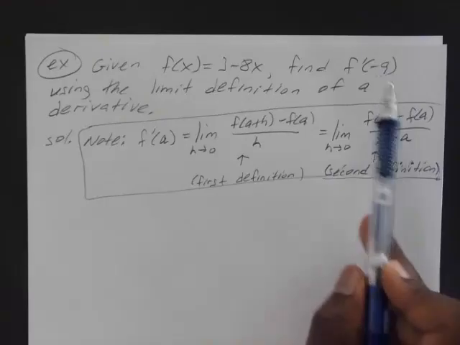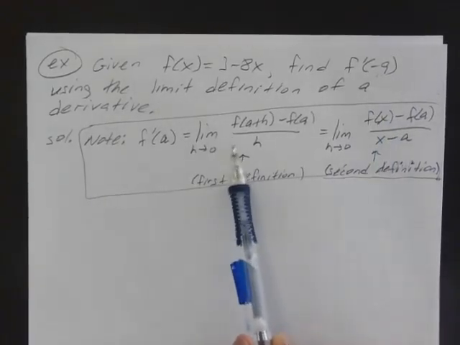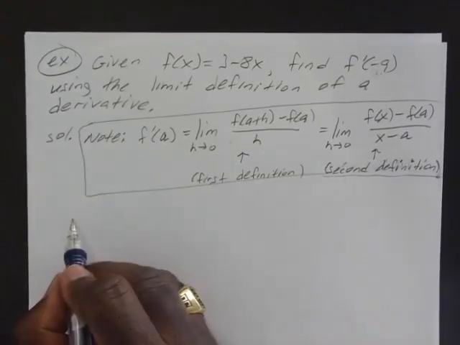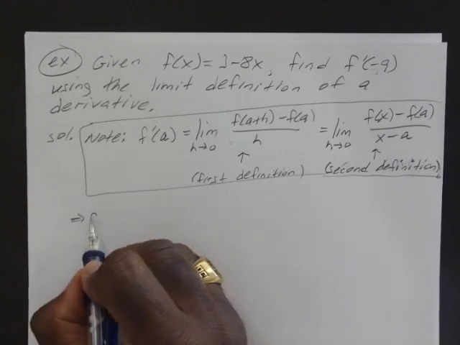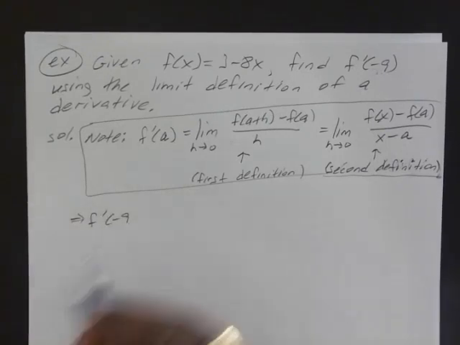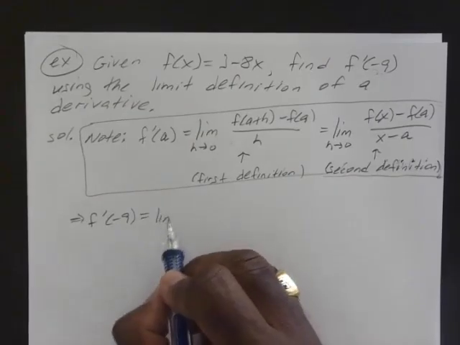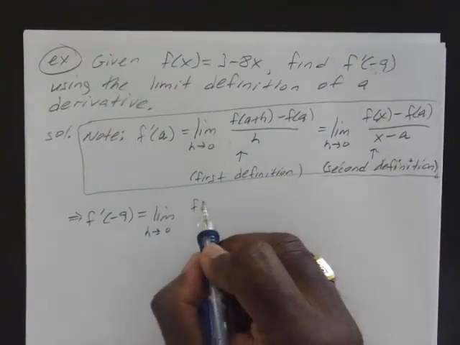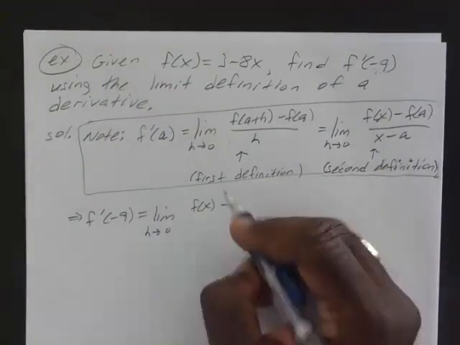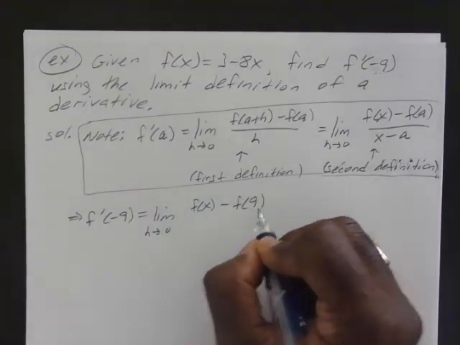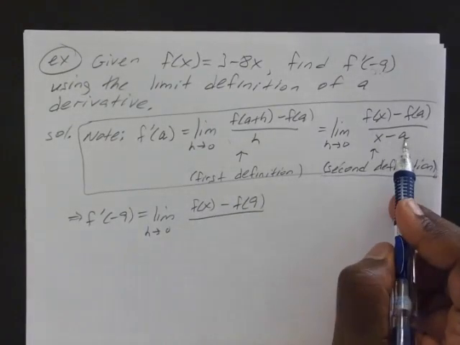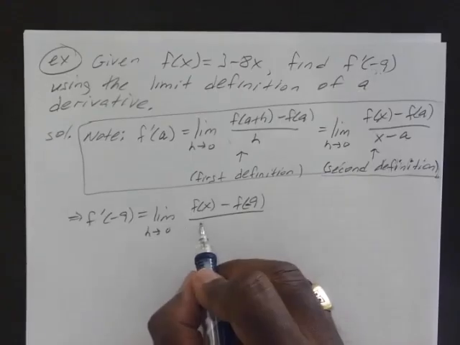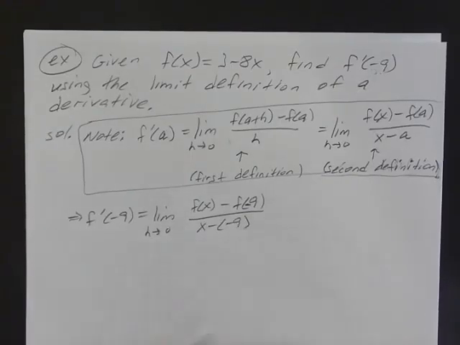Okay. Now, when you know the value of a, like I showed before, we can use the first definition, but the second definition is a little bit easier. So f prime of -9 is equal to the limit as x approaches -9 of f of x minus f of -9 divided by x minus -9. Oh, forgot my negative here. Here we go. X minus -9.